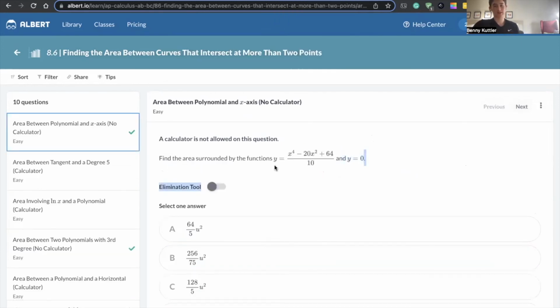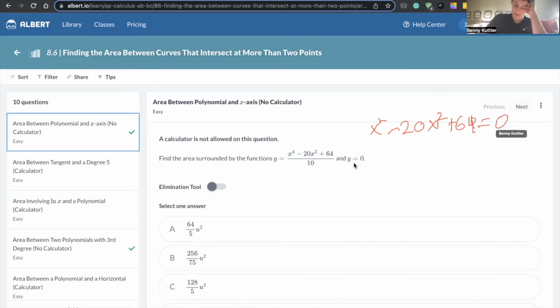Okay, now this is a rather annoying one. This is where the function crosses the x-axis between more than 2 points. So we're finding the area between this and y equals 0. So you have to find the times where that equals 0, all of them. So we have to set them equal. Minus 20x squared plus 60. Actually, that might not, that's going to factor and not be as bad. So over 10. But the 10 we can just multiply and it doesn't affect our thing.